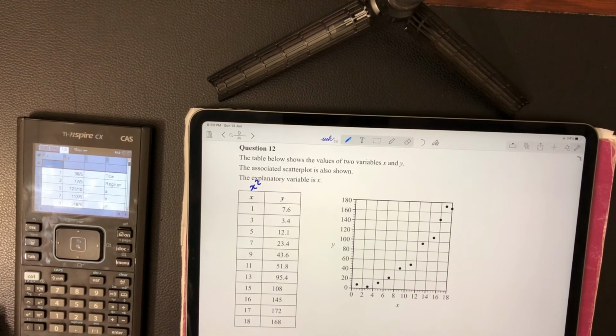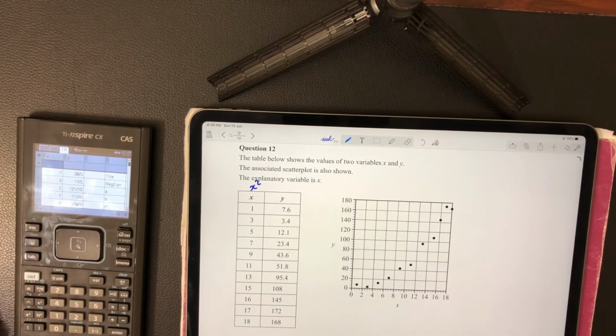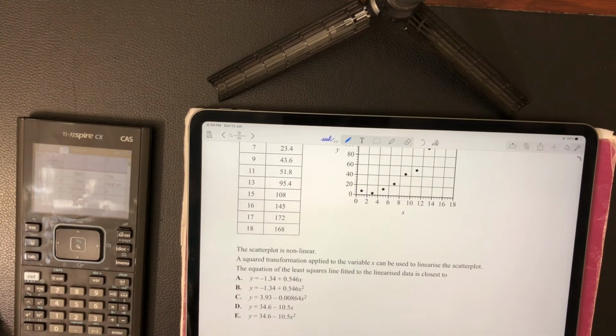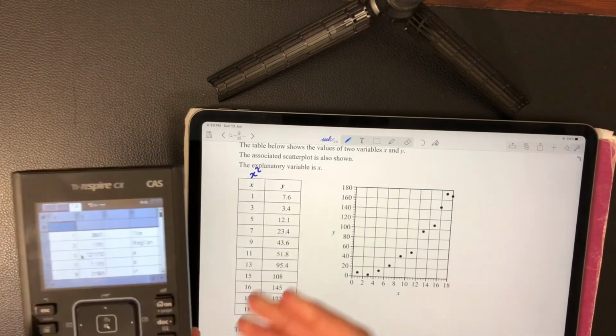A square transformation is applied to the variable x, so that would become x squared once the square transformation is applied. This can be used to linearize the scatter plot. The equation of the least squares line fitted to the linearized data is closest to... So basically, to this question, you have to enter the values of x and y.